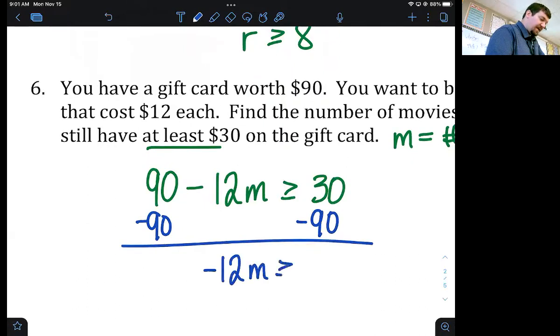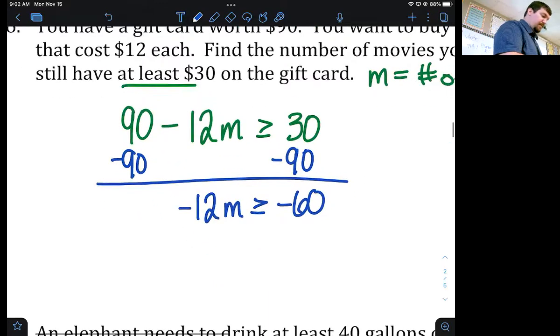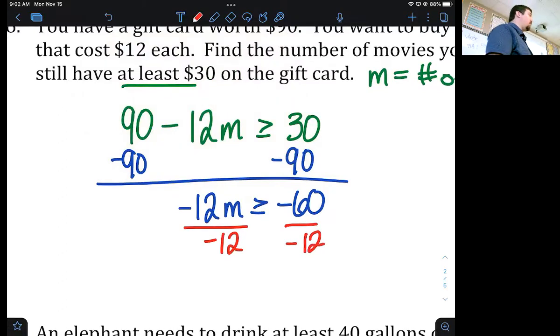Good. And I don't like the negative there on a story problem. However, my other number is also negative. So when I divide by a negative, it will go to positive. Thomas, what else happens when you divide by a negative? Yes. So I'm going to flip the sign. If I want to have more than $30, that means I got to buy less than or equal to how many movies? Two negatives make a positive.